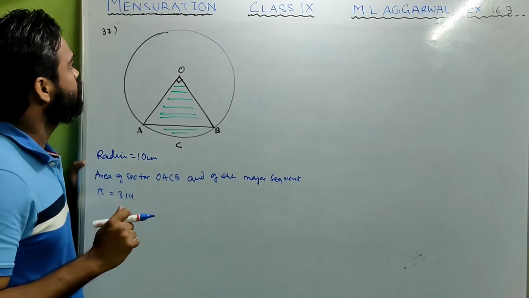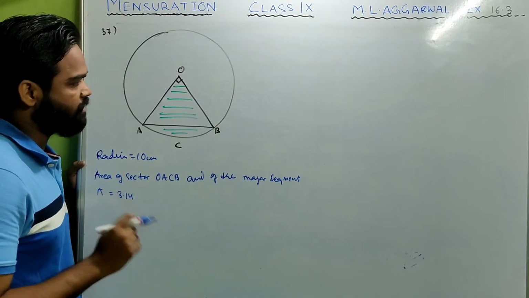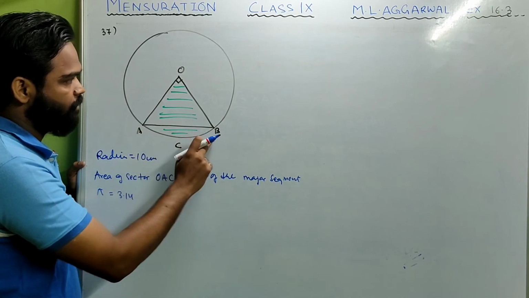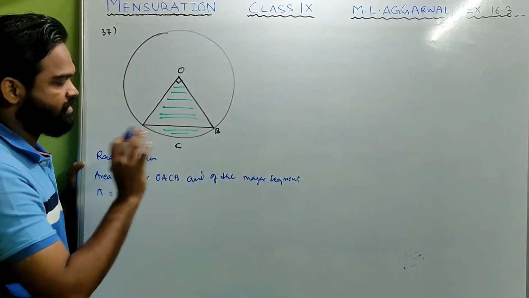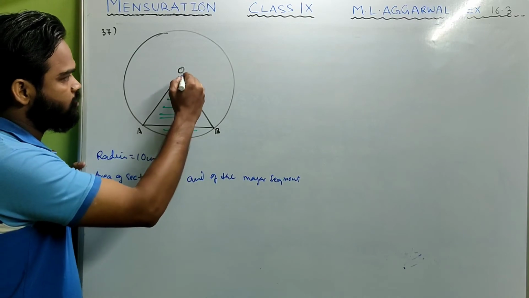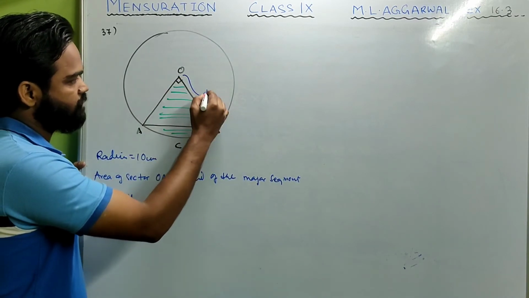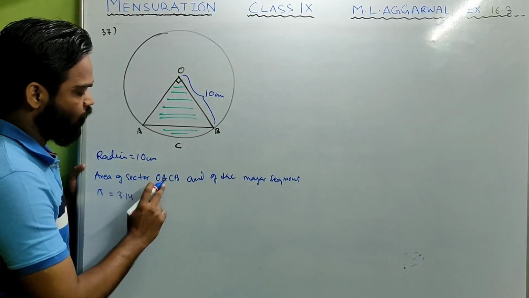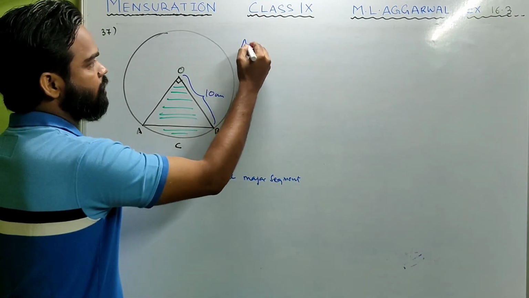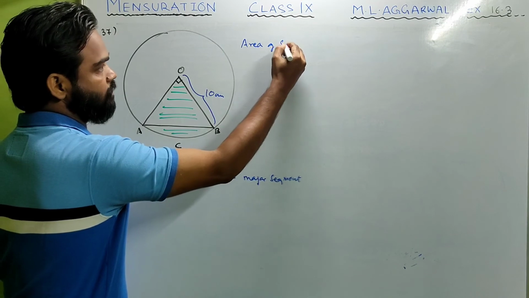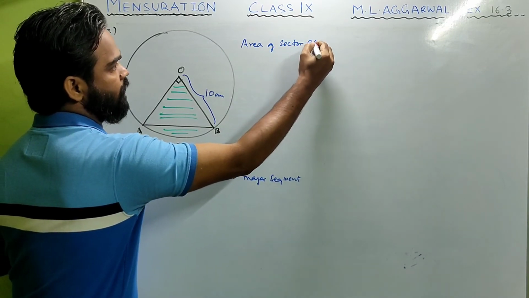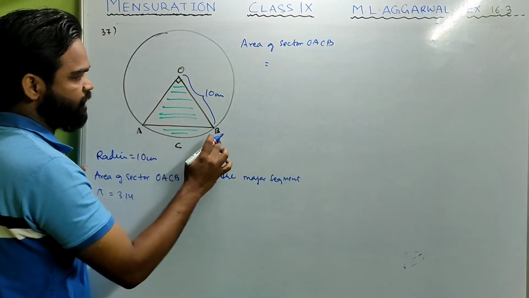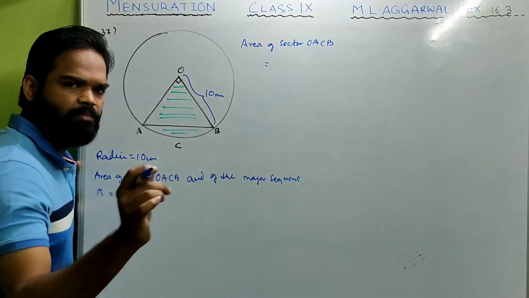Now look at this sum, 37, the last sum for this exercise. There's a circle with a chord AB, and the chord AB makes an angle of 90 degrees at the center. The radius of this circle is 10 centimeter. They've asked for the area of the sector OACB. Now if you look carefully, OACB, since this is 90 degrees, is nothing but a quadrant.